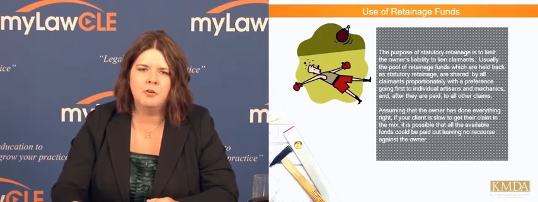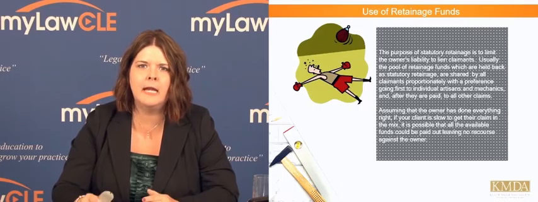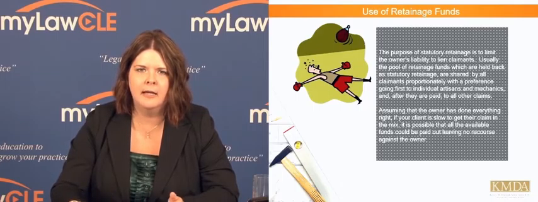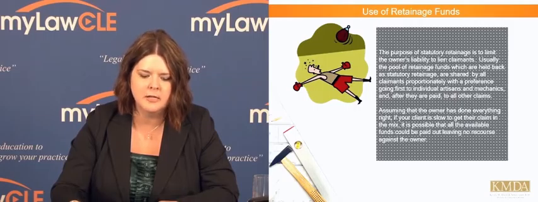So for instance, if there's a retainage requirement in your state, what will happen is the people that make the lien claims get a pro rata share of that retainage. And anybody that did not make the lien claims will not get anything against the owner. The owner has done what they're supposed to, and they have no other responsibility to these lien claimants.